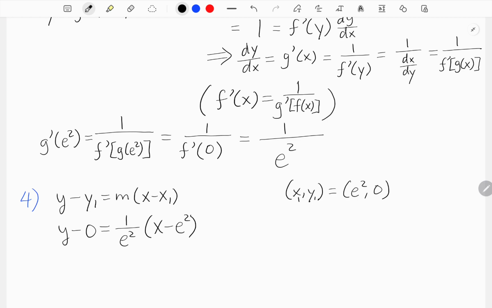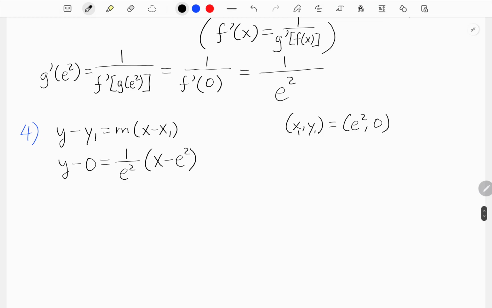So that's what we have. If we clean this up a bit, we get y is equal to, you can distribute the 1 over e squared inside the brackets. We have 1 over e squared times x minus e squared over e squared, which is 1. So this line would have a slope of 1 over e squared and a y-intercept of -1. This is in slope-intercept form. So the y-intercept will be at 0, -1.